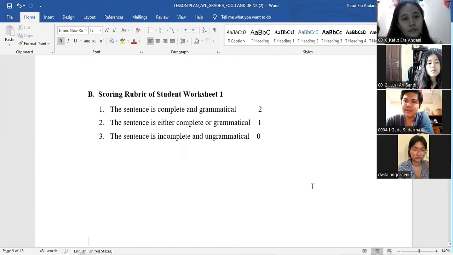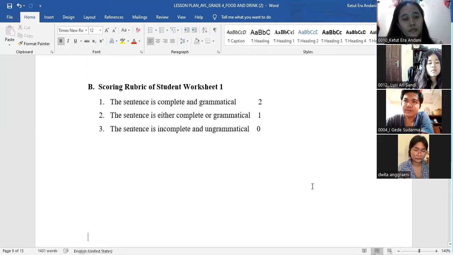And then number B is scoring rubric of student worksheet 1. First, the student is complete. The sentence is complete and grammatical. You get 2 points. The sentence is either complete or grammatical. Get 1 point. The sentence is incomplete and ungrammatical. Get 0 point.